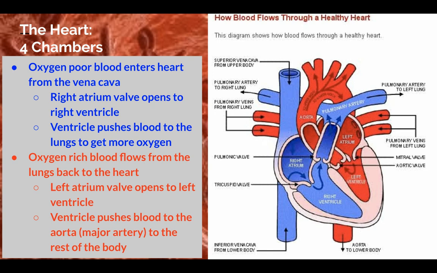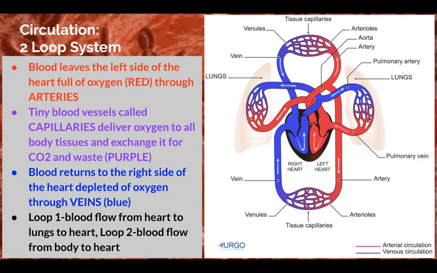Now, the second coloring sheet is specifically about the heart. Now, I'm going to tell you, to understand this diagram of the heart, you really need to understand this two-loop system. You need to understand that the lungs are sending oxygenated blood into the left side of the heart, and the right side of the heart receives deoxygenated blood from the body and needs to send it out to the lungs.